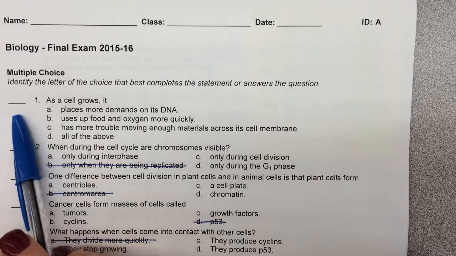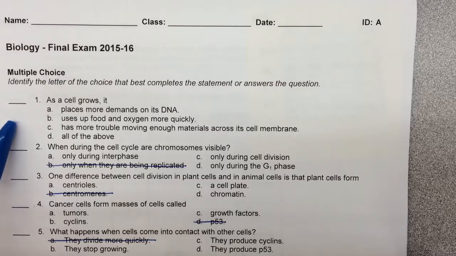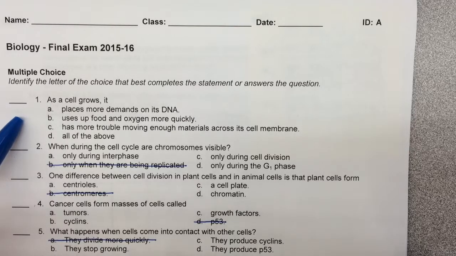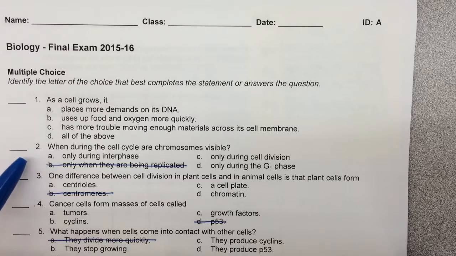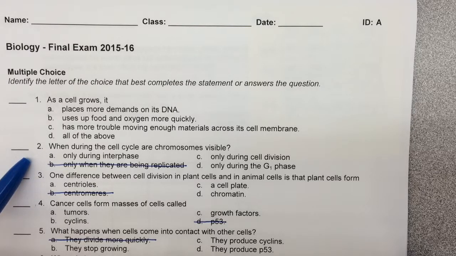Number 1, as a cell grows, it A, places more demands on its DNA, B, uses up food and oxygen more quickly, C, has more trouble moving enough materials across its cell membrane, or D, all of the above. Number 2, when during the cell cycle are chromosomes visible? A, only during interphase, C, only during cell division, or D, only during the G1 phase.